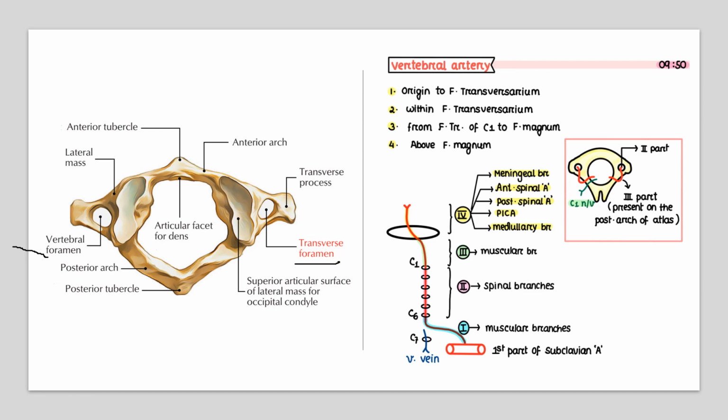As this artery approaches the brain, it gives off several branches, including spinal branches, muscular branches, and the fourth part. This fourth part of the vertebral artery gives off meningeal branches, the anterior spinal artery, the posterior spinal artery, the posterior inferior cerebellar artery, and the medullary branch. So these are all the branches of the vertebral artery.